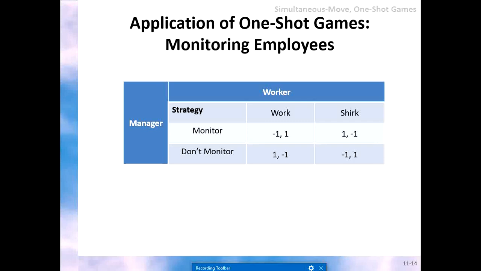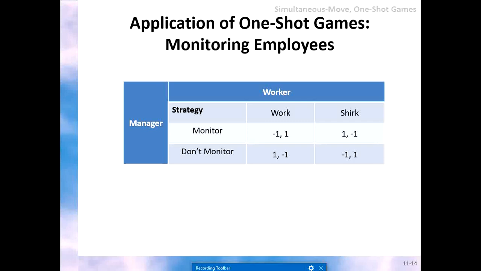So how does this complication happen? In game theory, let's say we have two players, the manager and the worker. The strategy for the manager is to monitor or not monitor. For the worker is to work or to shirk. We assume, for example, if the manager monitors while the worker is working, the manager will have -1 and the worker will have 1 because he was working and he was not caught.